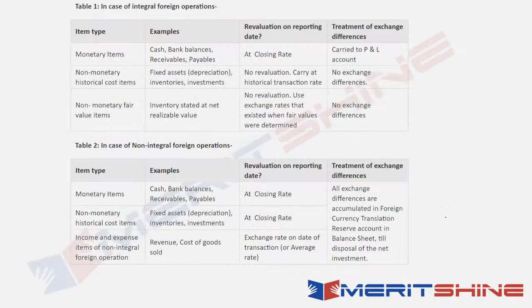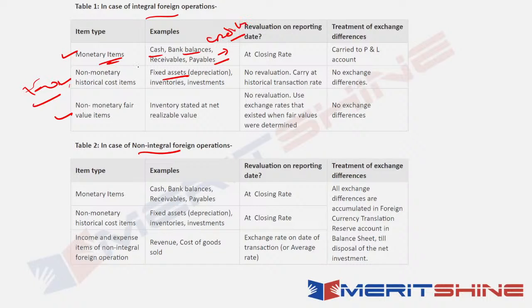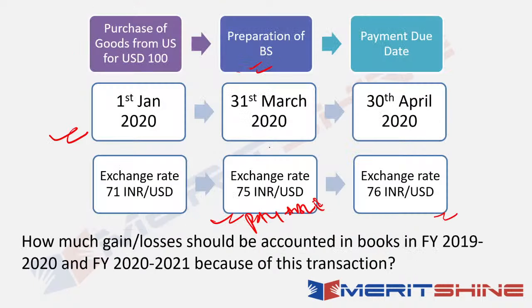Even when you read about integral foreign operations and non-integral foreign operations, there are items called monetary items, non-monetary items, and non-monetary fair value items. So in the case of the goods, what was the non-monetary item? The fixed asset, the 100 US dollar. The monetary item was my cash, the bank balance, the payable, what I was supposed to pay my creditor. If you see on the reporting date, at closing rate, what did I do here?